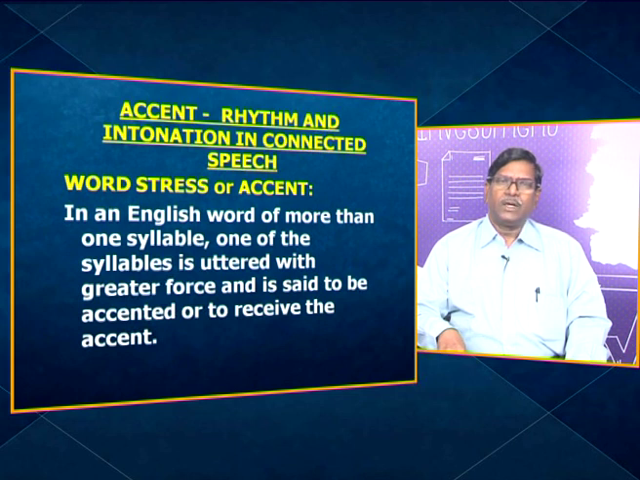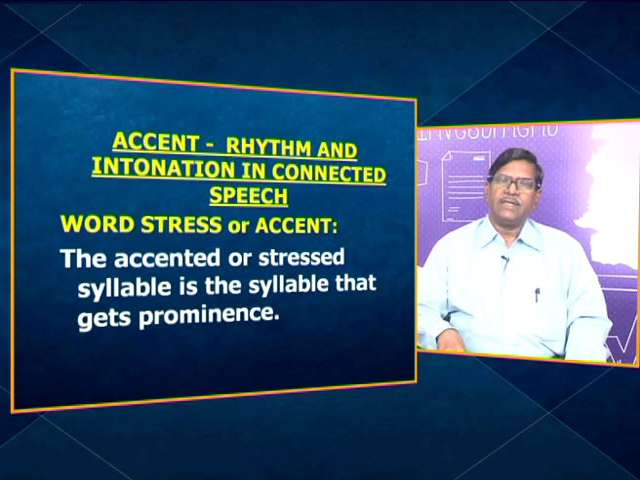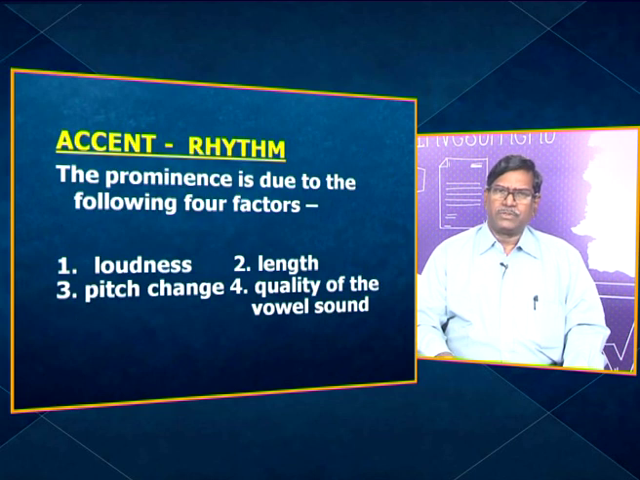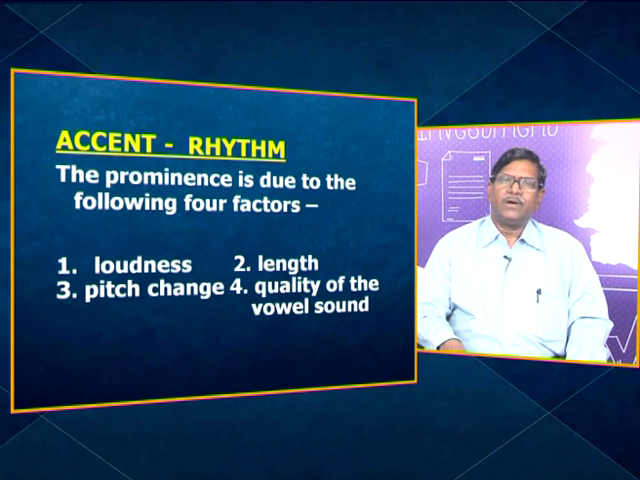Okay? That means where the number of syllables is more than one, in all such words, only one of the syllables is uttered with a greater force, and that syllable is said to receive accent. And the accented or stressed syllable is a syllable that gets a prominence. The prominence may be due to any of these factors: the loudness, the length, the pitch change, or the quality of the vowel sound. These are the four important factors which contribute to the prominence or importance which we give to the individual syllable in a word which contains more than one syllable.